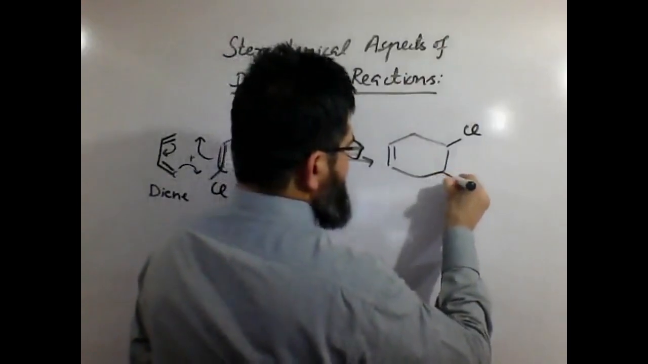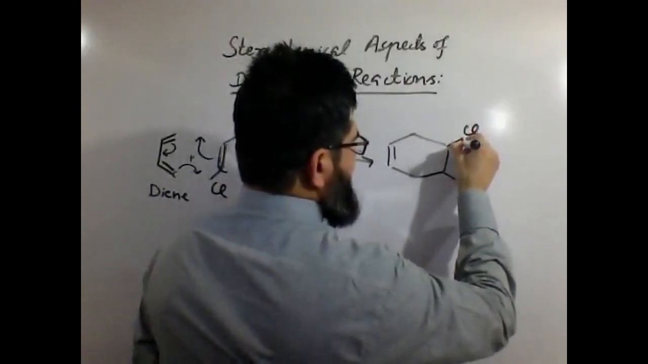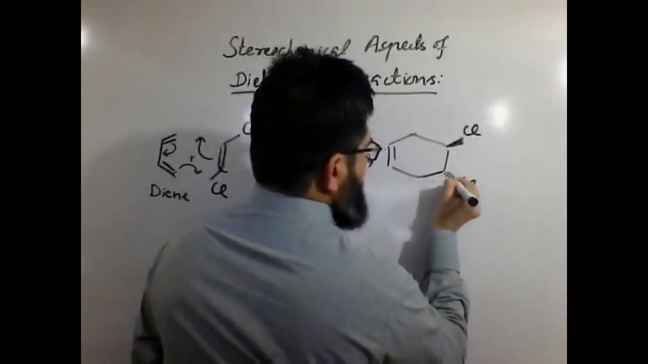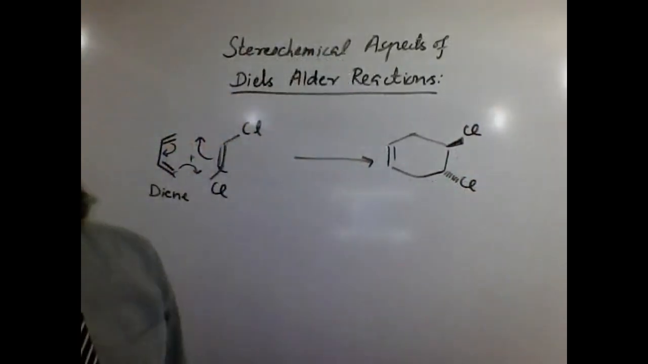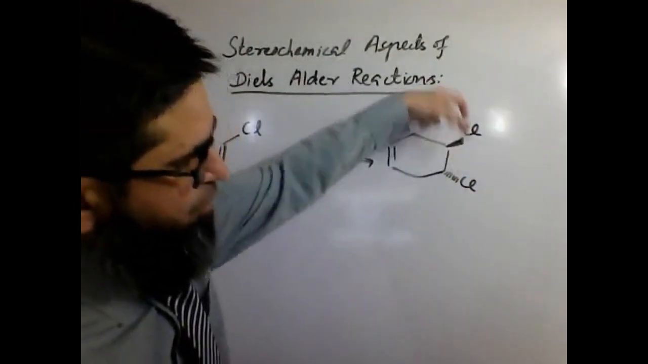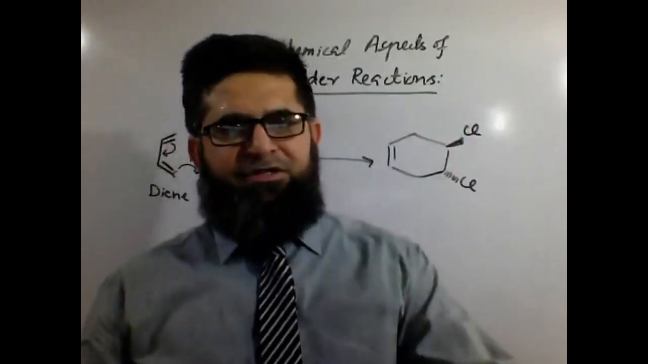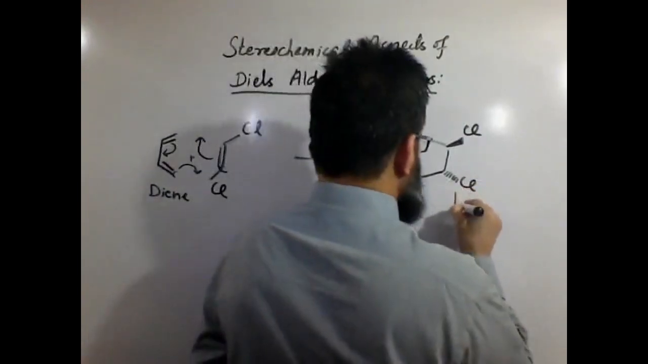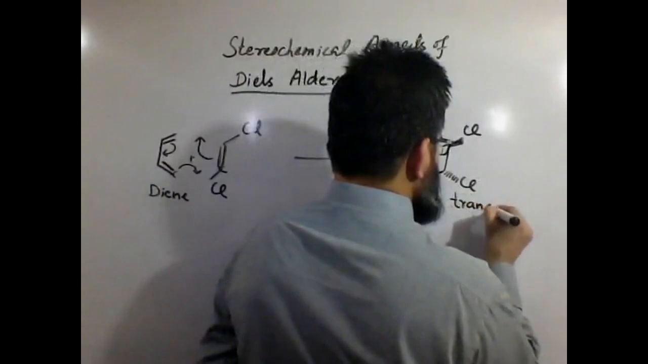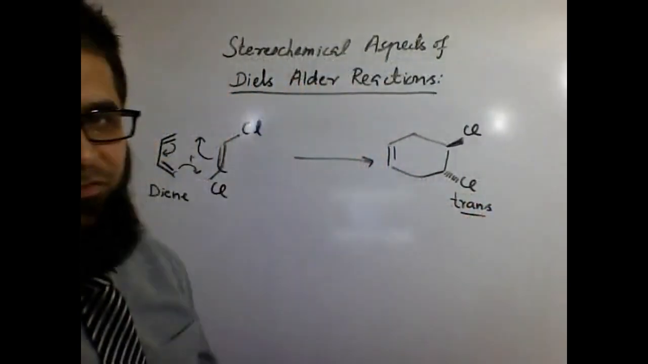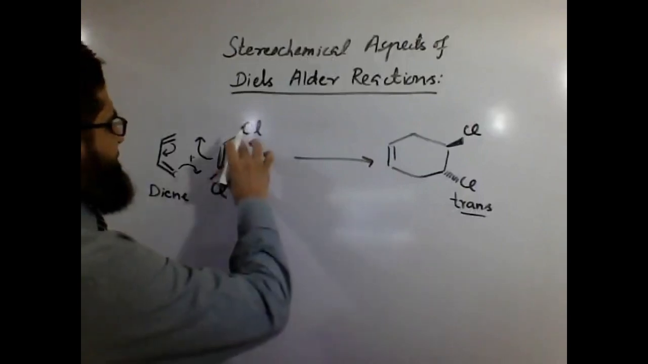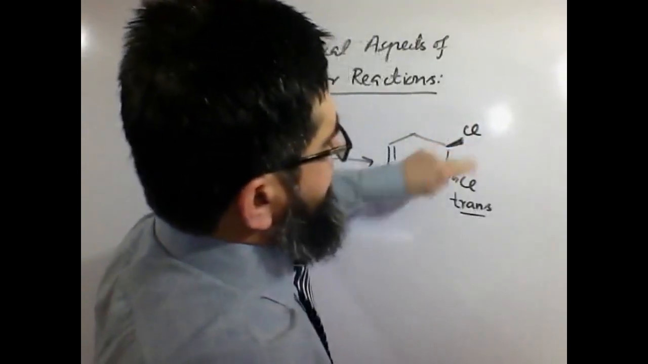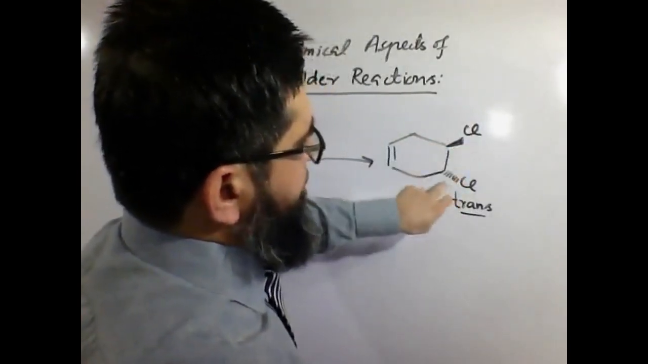So we can write one in a bold bond and the other in a dotted bond. It represents that these two chloros are such that one is into the plane and the other is out of the plane, meaning they are in trans position. They are trans to each other. So the groups present on the dienophile, we can write as trans by keeping one bond bold and the other dotted.